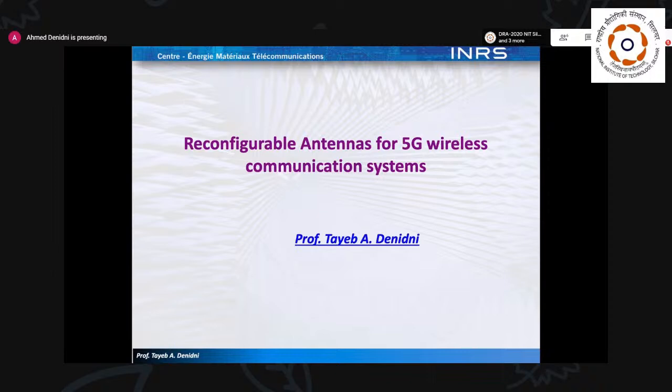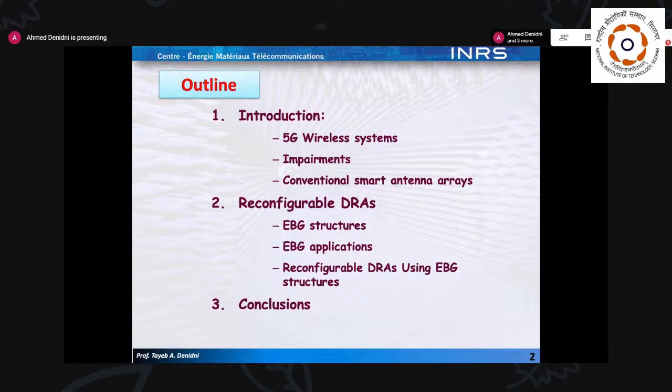Good afternoon, everybody. Welcome to this lecture about reconfigurable antennas for 5G wireless communication systems. I have divided this presentation into three sections. Introduction, where I give an overview about the 5G wireless system, and what the impairments and problems are for this system. And I give an overview about conventional smart antenna arrays that we could use for 5G and what their problems are. Then in the second part, we speak about dielectric resonator antennas with reconfigurable radiation pattern. But before presenting this antenna, I present EBG structures and their applications and how to use this EBG structure to design a new dielectric resonator antenna with reconfigurable radiation pattern. I will finish with a conclusion.